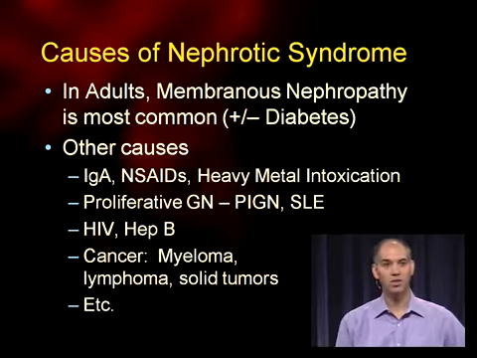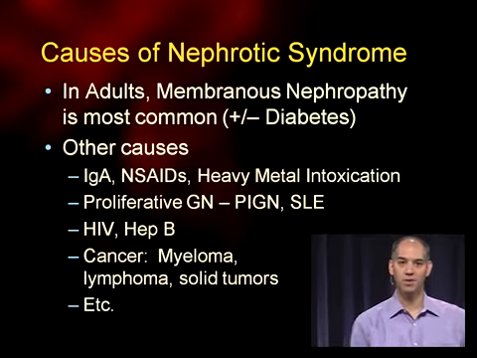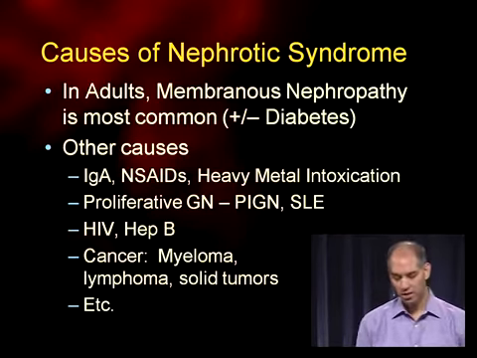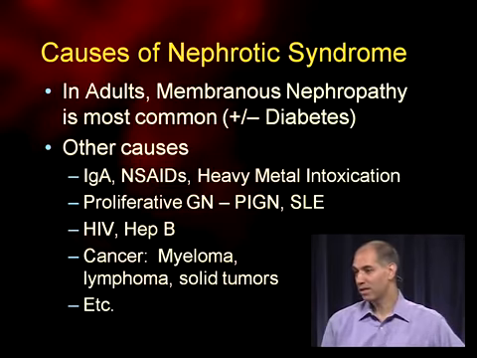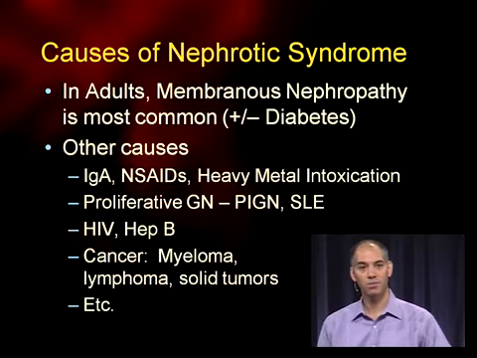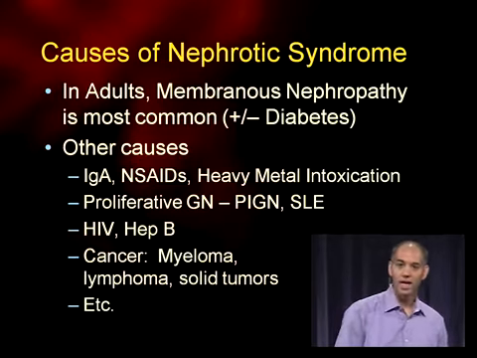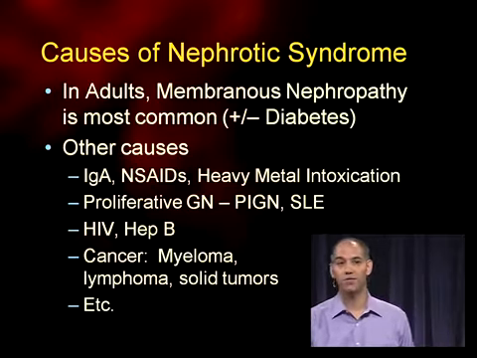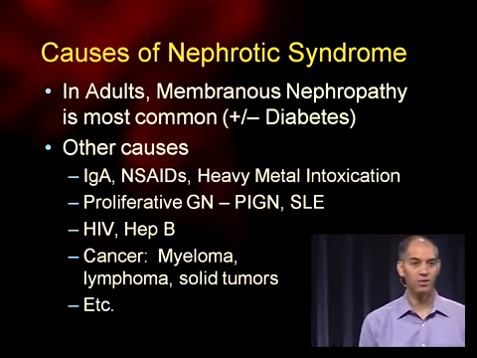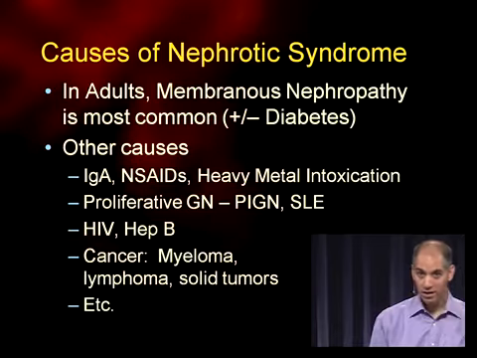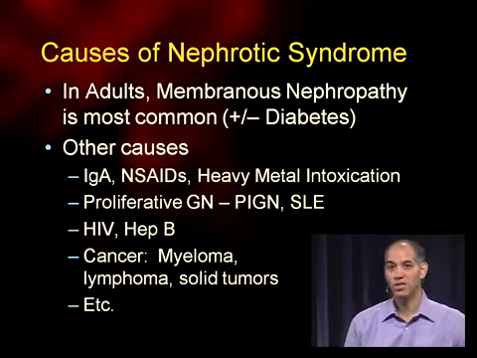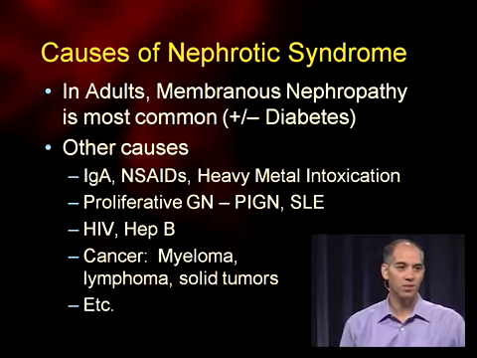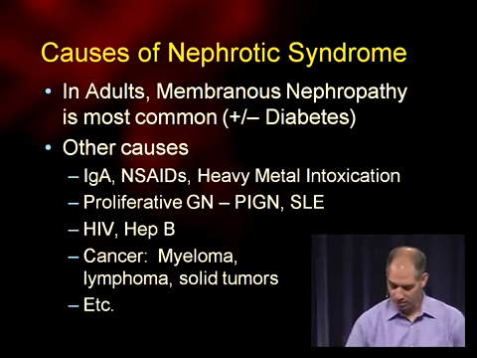IgA nephropathy, which we talked about as a glomerular disease that presents with hematuria, can also present with the nephrotic syndrome. Heavy metal intoxication, proliferative GNs, post-infectious GN, and lupus, I mentioned, can present with nephrotic syndrome. HIV and hepatitis B both have GNs that present with nephrotic syndrome. And then finally, in cancer institutions, patients with cancer will often present with nephrotic syndrome, either from myeloma, lymphoma, or solid tumors.